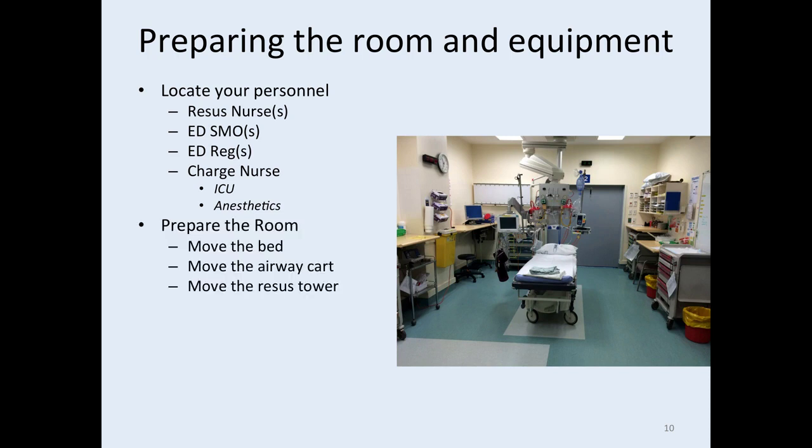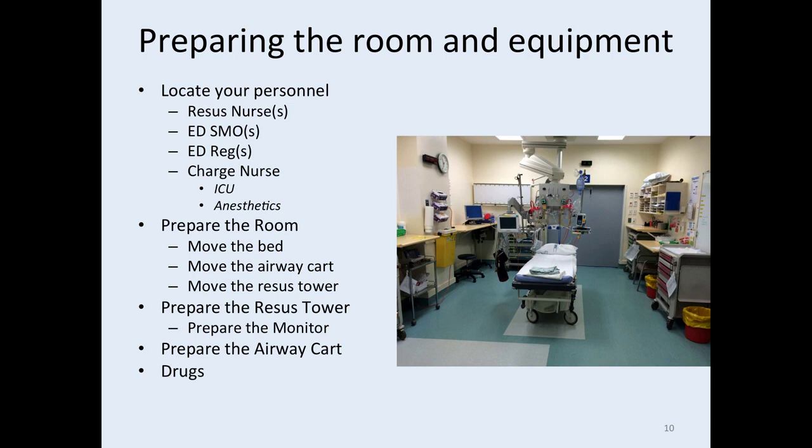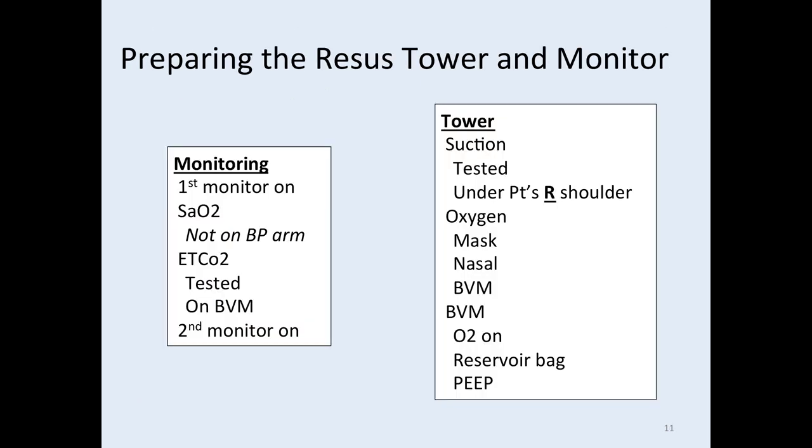Preparing the room involves moving the bed to the correct position, having the airway cart in the correct position, and the resus tower correctly. There are quite a few knobs on that resus tower that need to be mastered. Additionally, the monitor has some technical aspects to it that are important. And then the airway cart. In most resuscitation rooms, the intubation drugs aren't located in the room, so it's usually worthwhile to identify them, locate them, and at least have a discussion about how and when you're going to use them. And then your backup stuff that isn't always in the room, your difficult airway cart or the video laryngoscope.